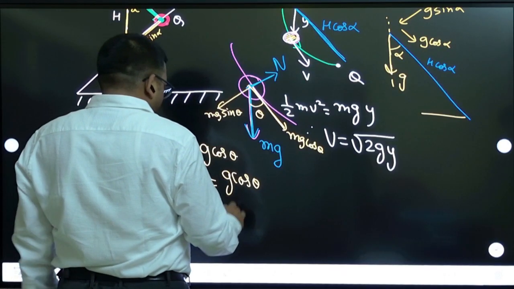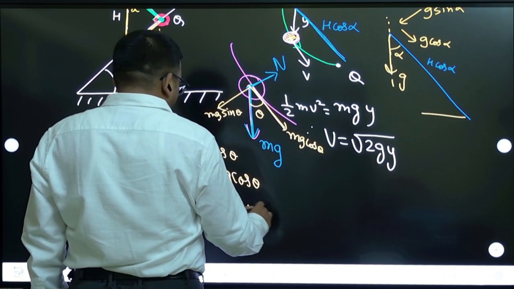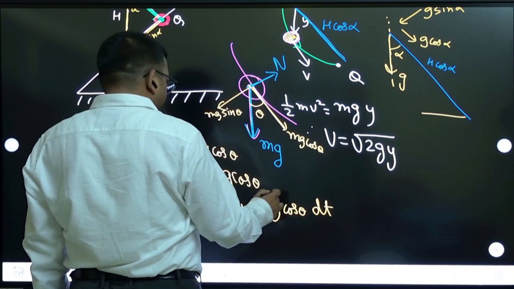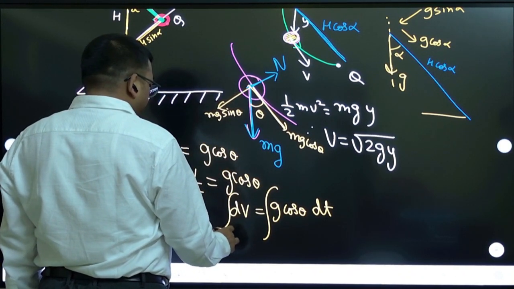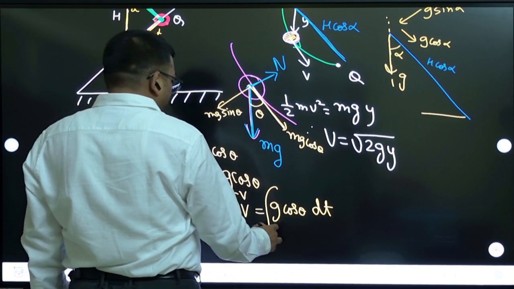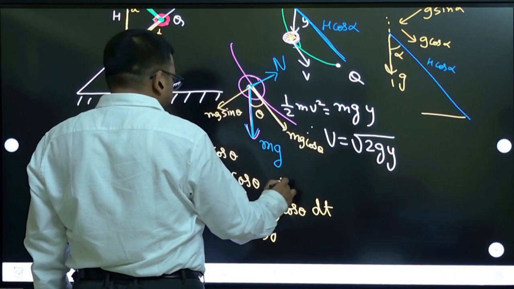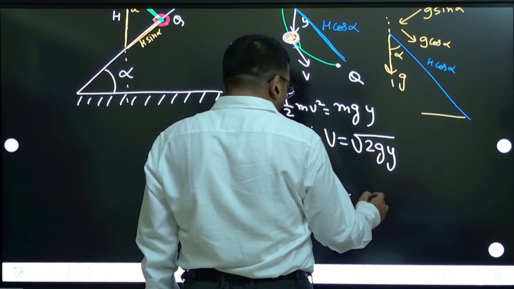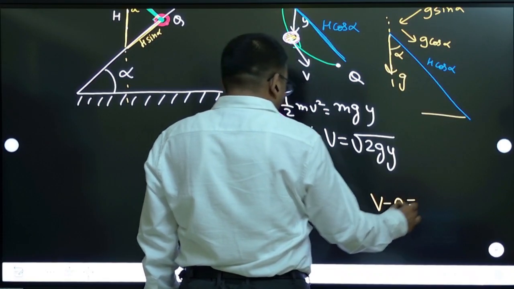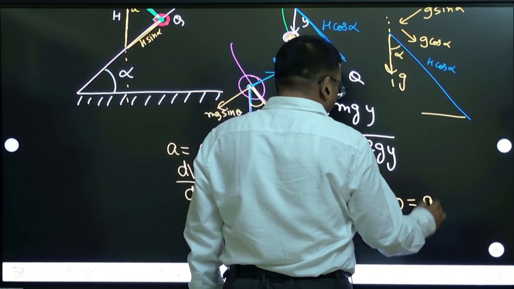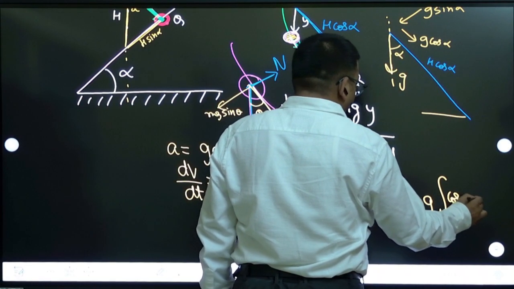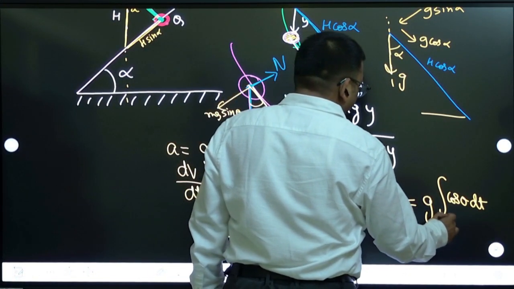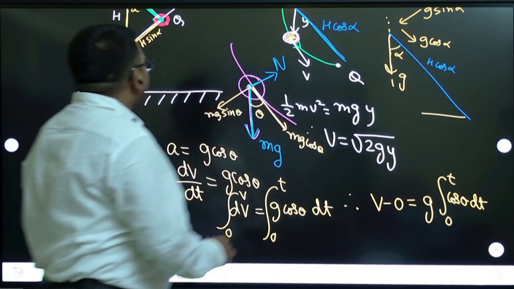Okay. So dv is equal to g cos theta into dt, and then if you integrate this, let us say initial velocity is 0 and final velocity is v, and initial time is 0, final time is t. So this is how we can calculate. Final velocity v minus initial velocity 0 is going to be g times the integration of cos theta dt, from 0 to t. This integration we need to know how to do.